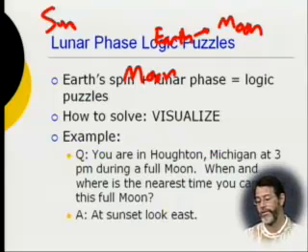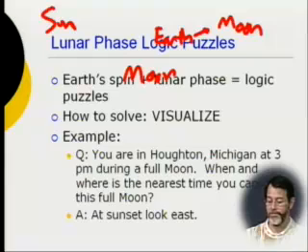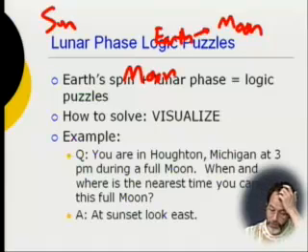So you're in Houghton, Michigan, let's say, at 3 p.m. during a full moon. So the logic question is, when and where is the nearest time you can see this full moon? So yeah, I give you the answer. But if you didn't know that, you can just repeat the answer, but it doesn't mean you understand. So if you really need to understand, if you want to answer some of the quiz questions, how do you do this?